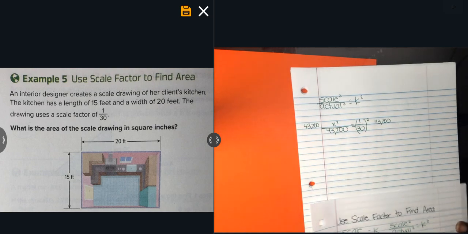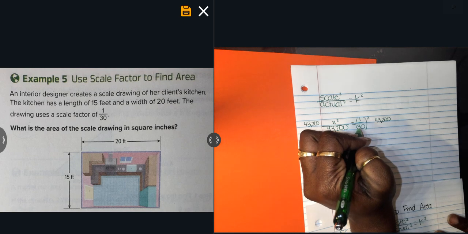So what we need to do now is, remember, isolate the variable, have X by itself. I see that X is not by itself because it's being divided. And so what we need to do then is multiply both sides by 43,200, and I didn't finish this up, so let me finish that. 1/30 squared is basically saying 1 times 1, which gives me 1, and 30 times 30, which gives me 900. So that's what that would be.